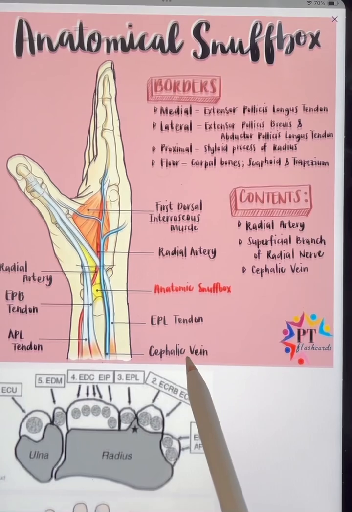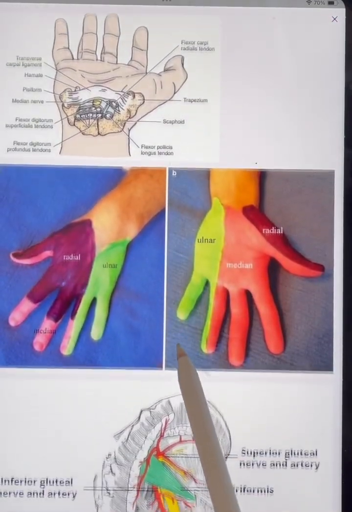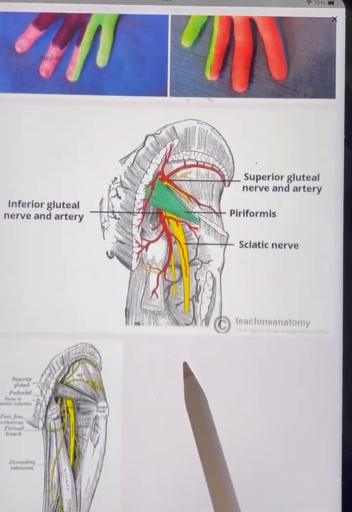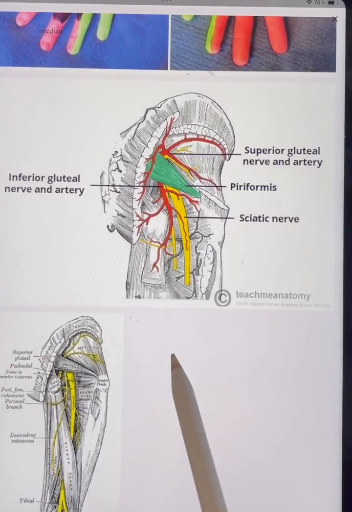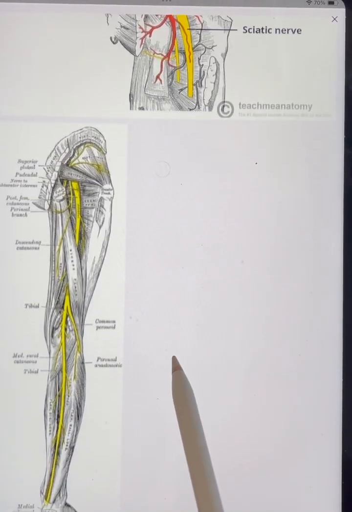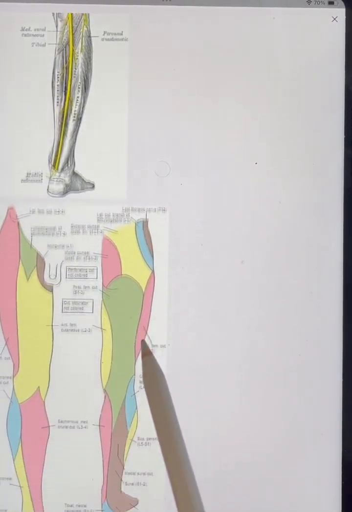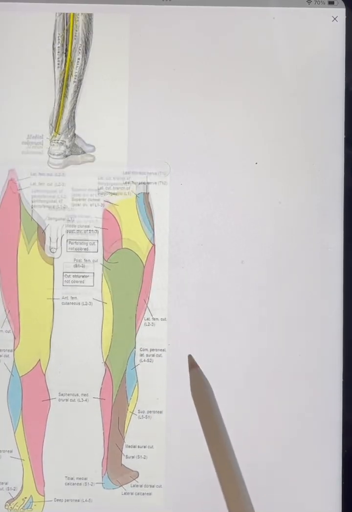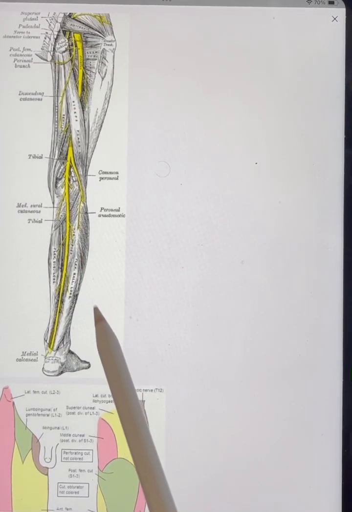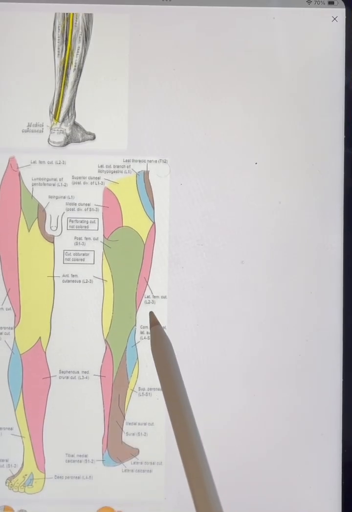This is the anatomical snuffbox. This is the middle joint. You get the nerve supply of the upper hand. This is the nerve passing below the piriformis. Sciatic nerve is the most common. You can see this supply, sciatic nerve, one tibial branch here, superficial common femoral nerve.